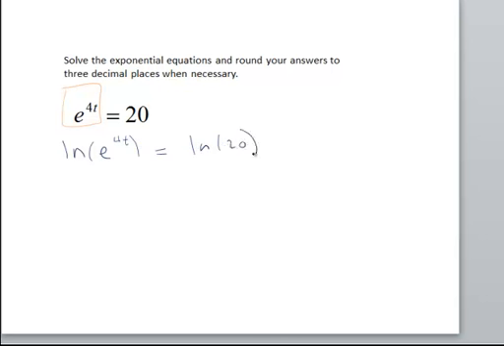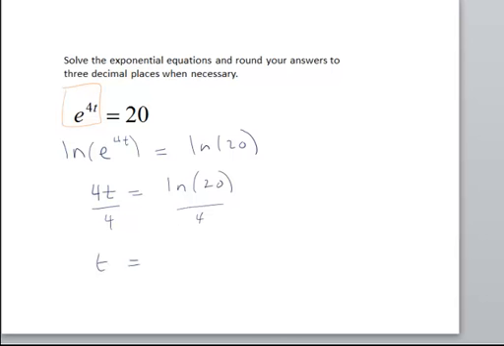So taking the natural log of both sides, what do I get on the left-hand side? Natural log and e, again, they're inverses, they cancel each other out, and I'm left with 4t is equal to the natural log of 20. Now I have to solve this equation for t. This is an easy one. T is a linear equation to the first power. Solve it by dividing both sides by 4. So t is going to be equal to the natural log of 20 divided by 4.